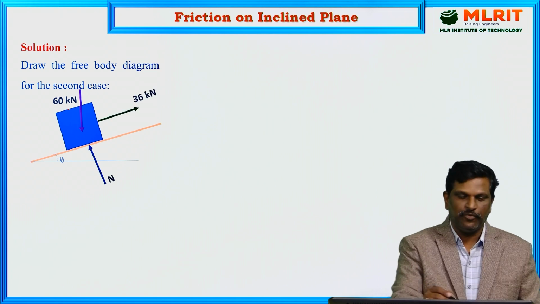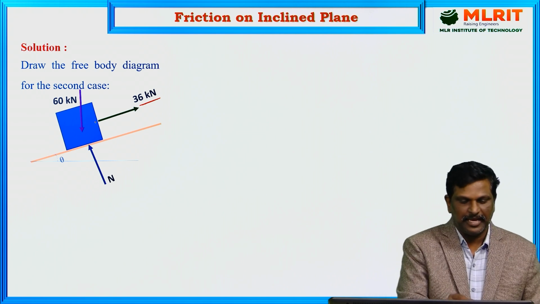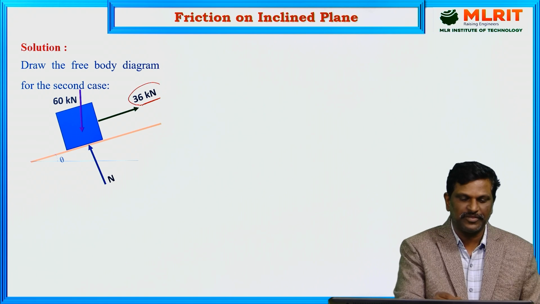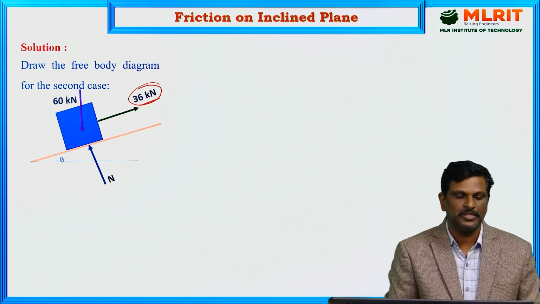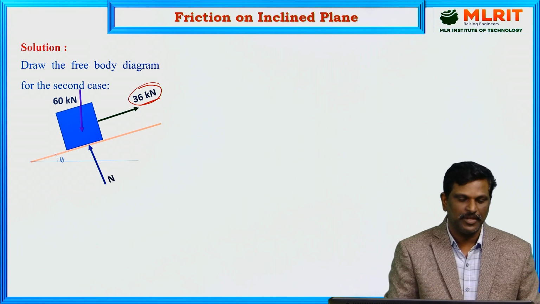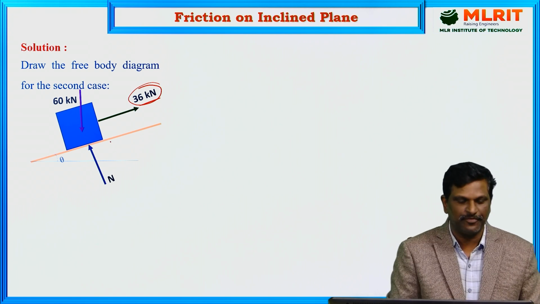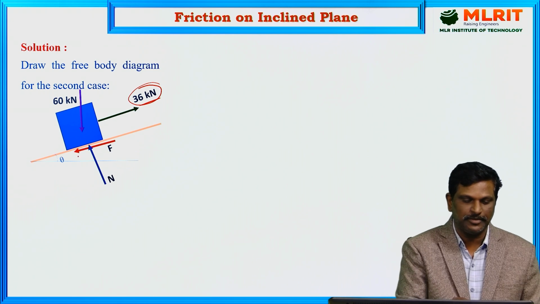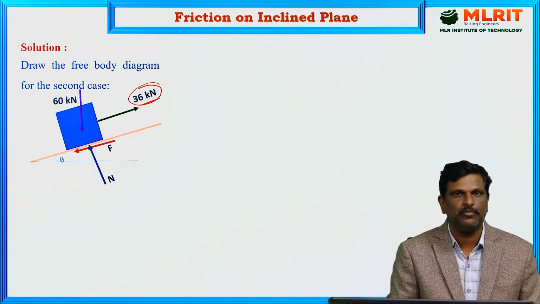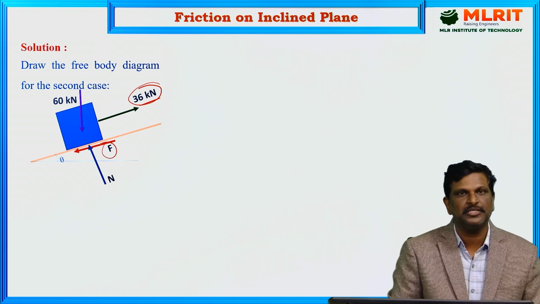Now the force is 36 kilonewtons here. It is acting parallel to the plane. And now under the action of the 36 kilonewton force, the tendency of the body is to move upward. If the body is tending to move upward, the friction at the contact surface will be downwards, because friction always acts in opposite direction to the motion of the body. So here the friction will act in the opposite direction.